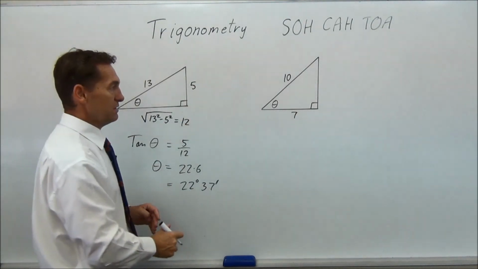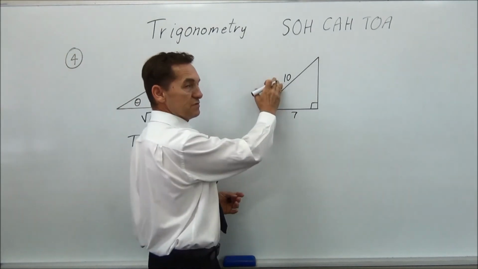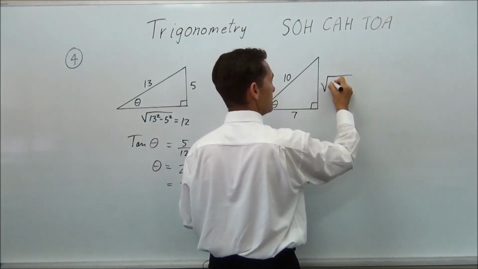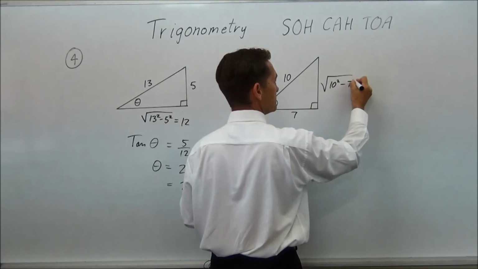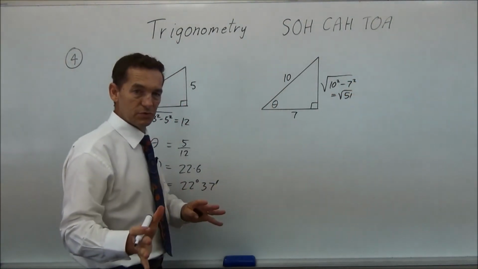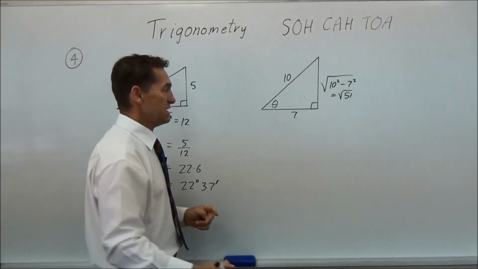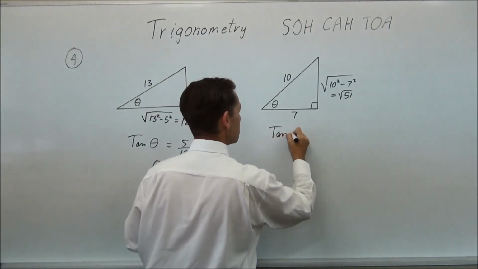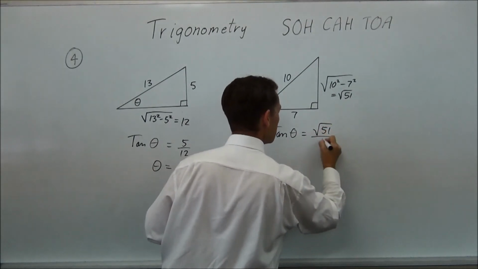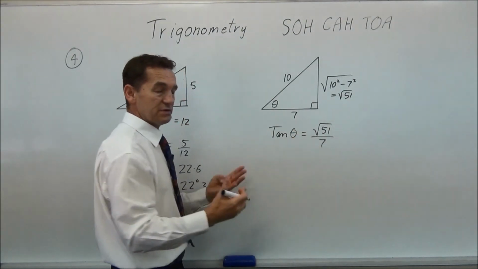Let's do the same over here. This one works out exactly, this one doesn't. So here you've got 10 squared, take away 7 squared. So that's going to equal root 51. But the same rule applies. Again, we're stuck, all we can remember is tan. So we're going to go tan theta equals opposite over adjacent. And you press Shift Tan root 51 on 7 and you get the right answer.